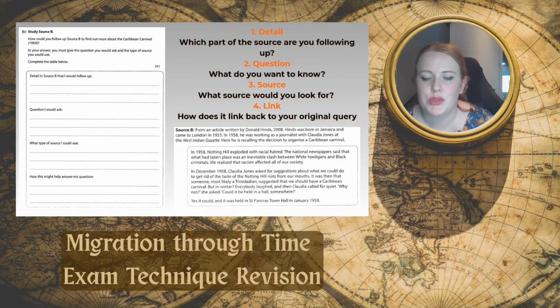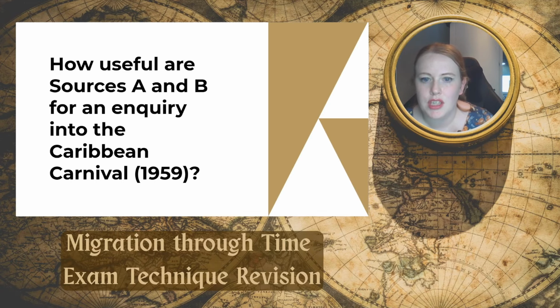So let's have a look at our source utility question. This is phrased like this: how useful are sources A and B for an inquiry into the Caribbean Carnival in 1959? To give a little bit of background, this follows on from the Notting Hill riots and is designed to bring the community together and foster better relationships.